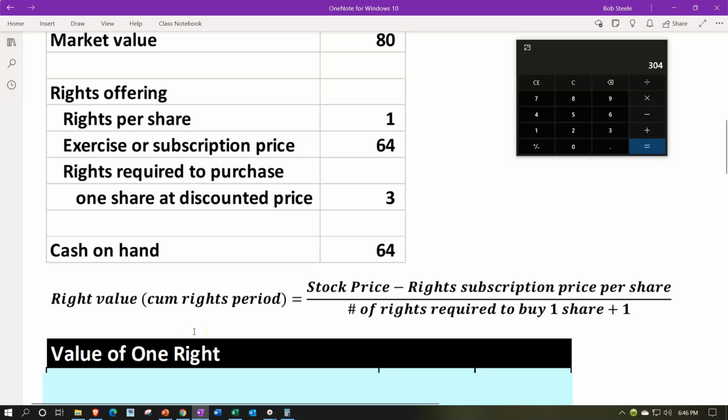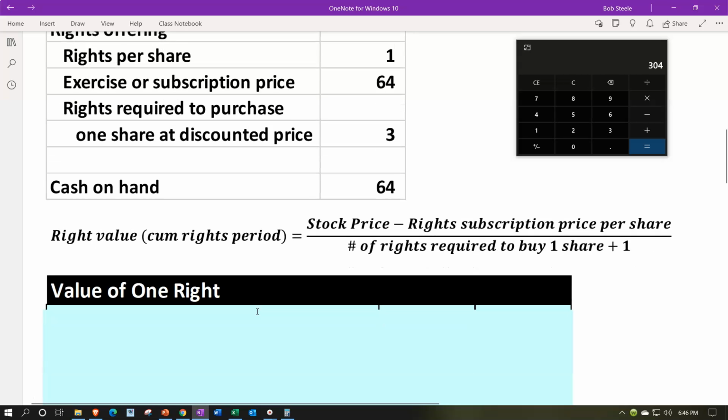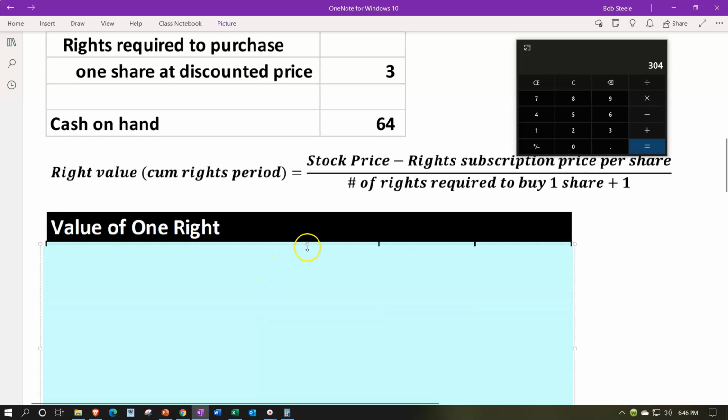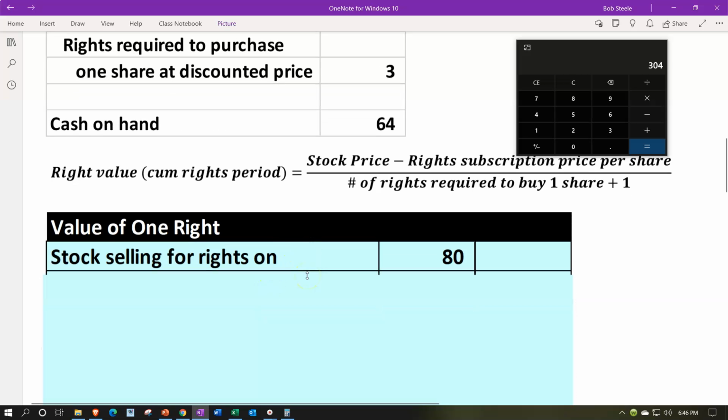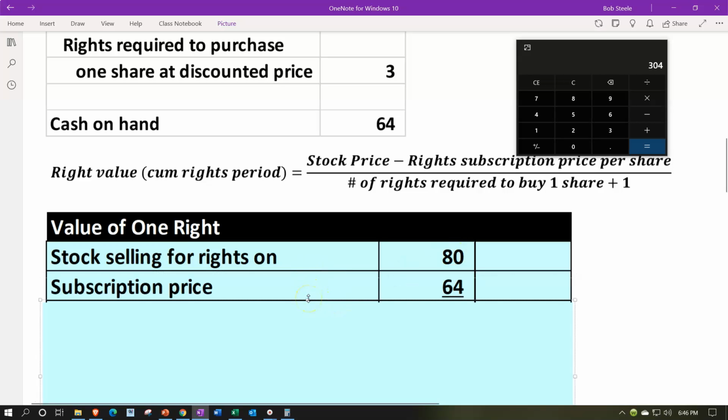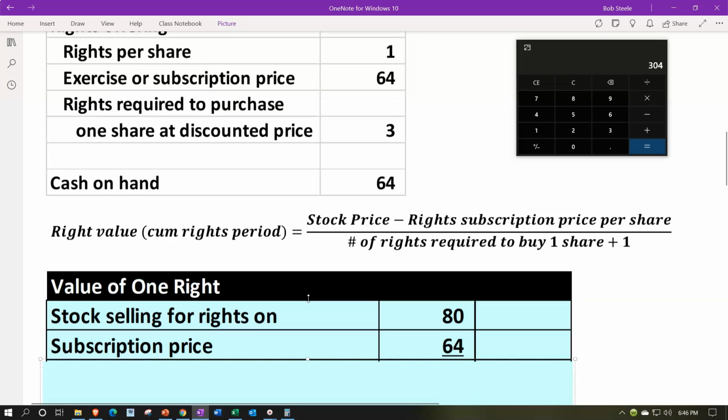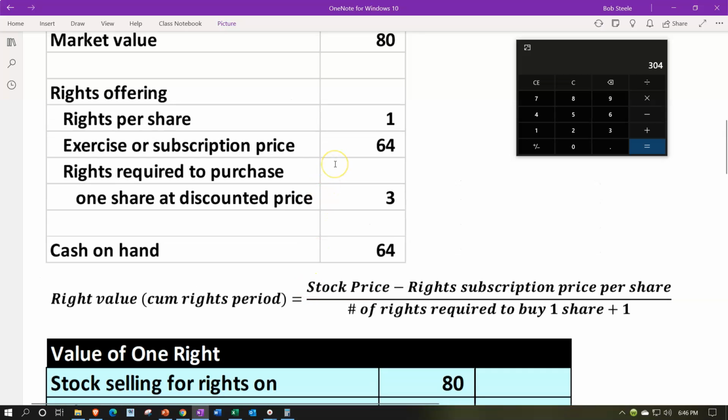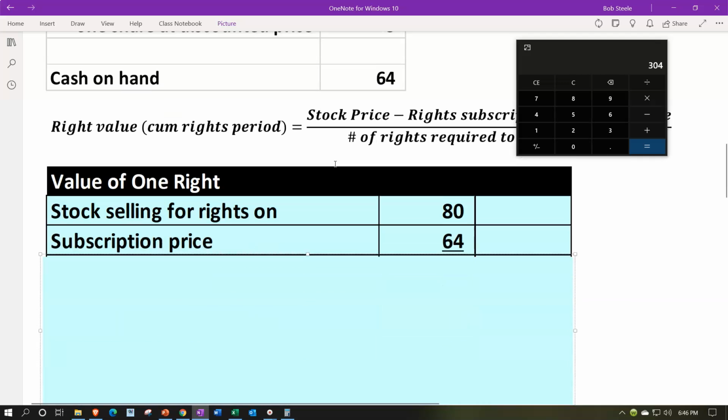So at this point in time, which is the right value, we're going to calculate the value of one right. Remember, it takes 3 rights in order to purchase a new stock at the discounted price of $64. During the cum rights period, it is calculated as stock price minus the rights subscription price per share, divided by the number of rights required to buy 1 share plus 1. So calculating that out, the stock is selling for $80. That was basically the beginning price. The subscription price, meaning what we would have to pay at the discount if we were to cash in the 3 rights, is 64.